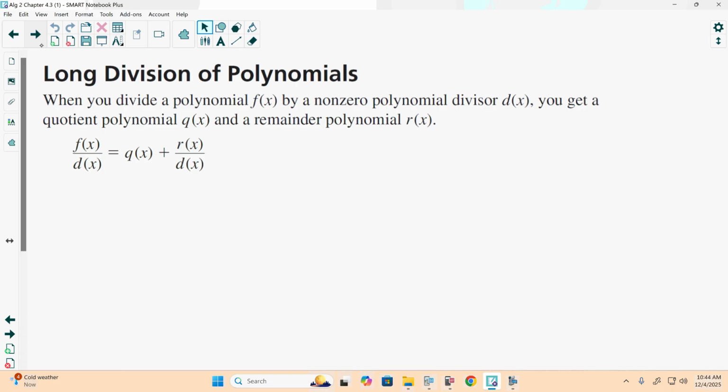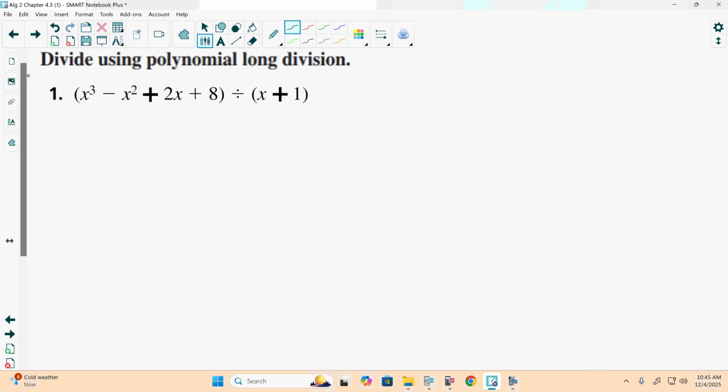When you divide a polynomial f of x by a non-zero polynomial divisor d of x, you get a quotient. So we get the whole part, the part that is divisible and divides out completely, plus whatever the remainder is. If we have a remainder, it would be our r of x over d of x. Our part that comes out, and then the remainder that we have left over.